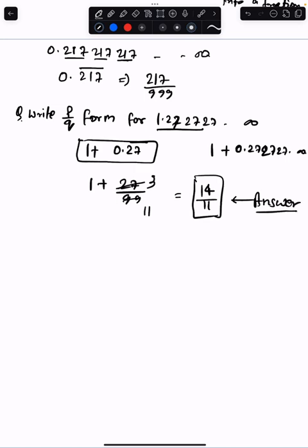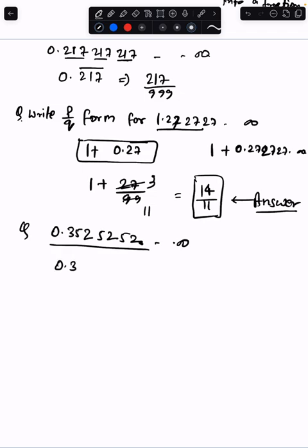Okay, so in this way we will proceed. The other questions you can practice at home, like this: 0.35252525 up to infinity. I will solve this question. Here 3 is not repeating, but only 5 2 5 2 5 2 is repeating, so we will put a bar on this number.